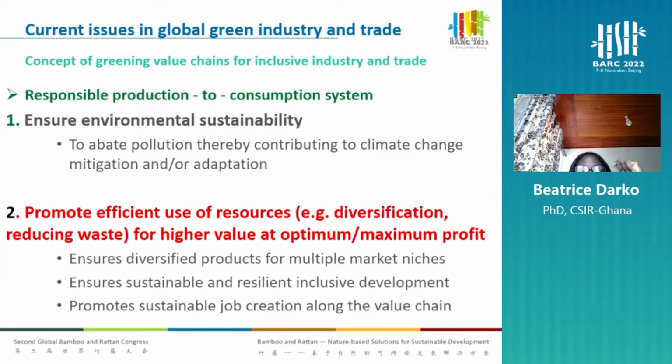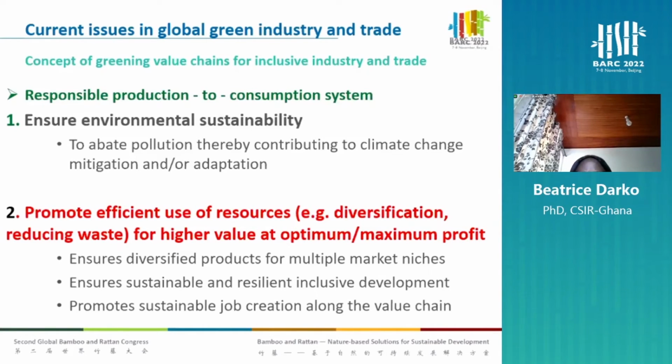Okay, so the concept of greening value chains has been with us recently, although some aspects were being practiced earlier. It's basically responsible production to consumption systems that ensure environmental sustainability, mainly to abate pollution, thereby contributing to climate change mitigation and/or adaptation. It also promotes efficient use of resources, and therefore there's a need for diversification, reducing waste for higher value at optimum or maximum profit. By this, we can ensure diversified products from multiple market niches.